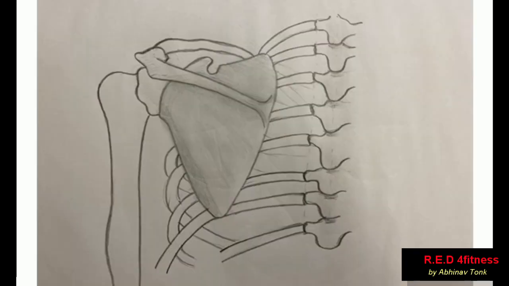So this is the back side of the scapula. If we look from the back side, then the scapula will look something like this. What is scapula? This is scapula, which is the shoulder blade, and this particular portion on the scapula is known as spine of scapula. This is the region from where the posterior deltoid originates and then finally converges onto the deltoid tuberosity.